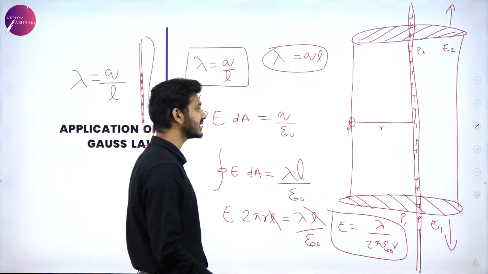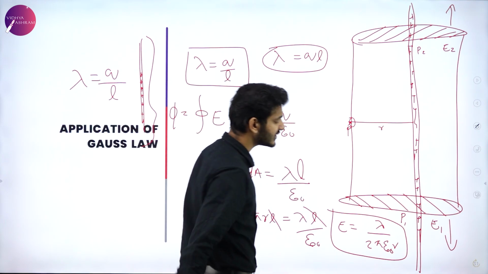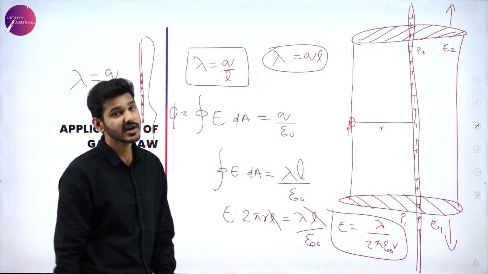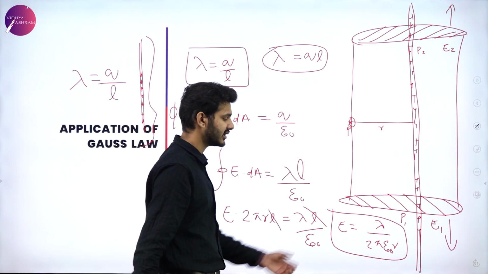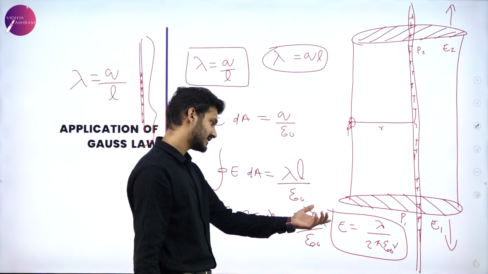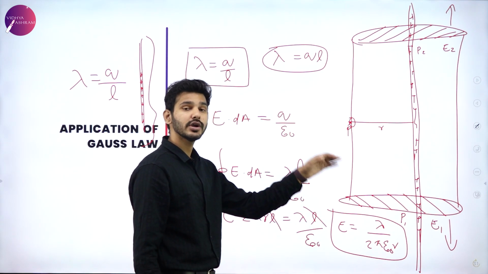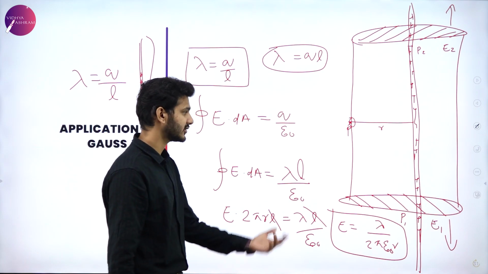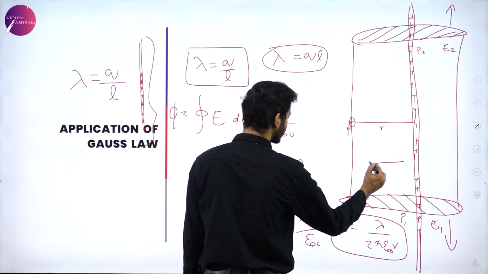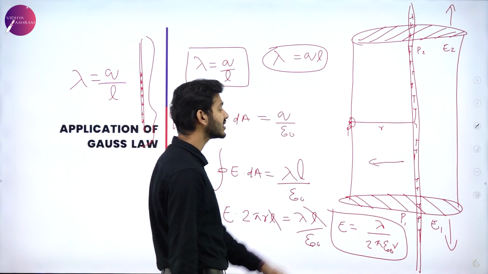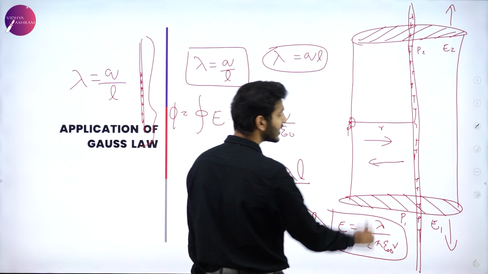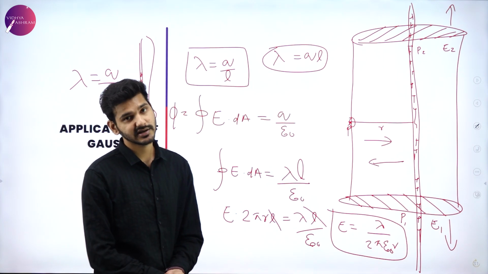And the thing to be noted is that if the wire is positively charged, the equation will be positive, and if the wire is negatively charged, the equation will be negative. That just indicates that the field lines are coming out or going in. So if it is positively charged, they will be coming out, and if it was negatively charged, the field lines will be going inwards. That is the only difference here.